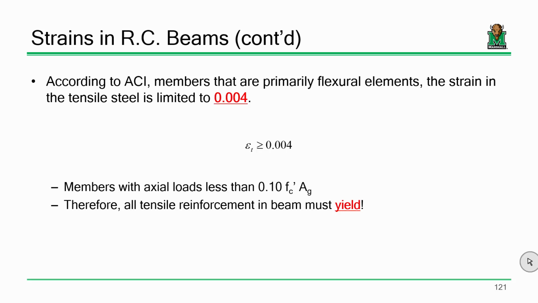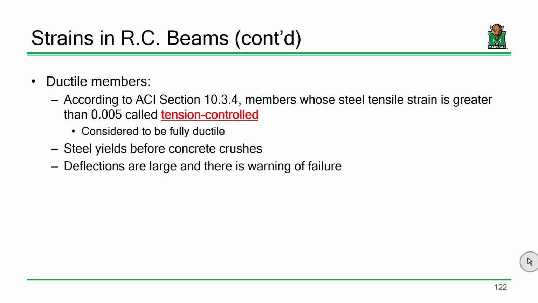Now, ultimately, our limit, I don't care what the beam looks like, is that the tensile steel strain has to be greater than or equal to that. And that's basically ACI's way of saying, I don't care what's going on, that tensile steel better yield. Okay.